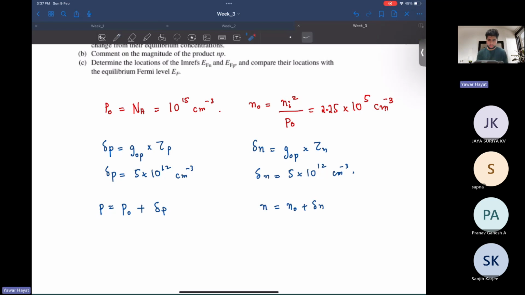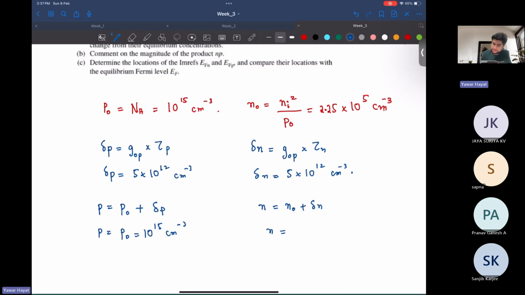Now, this is way less compared to this. So what should I write P as? I can ignore delta P, right? I can write it as P naught, which is 10 to the power 15 per centimeter cube. Similarly, for electrons, which should I ignore though? In case of electrons, my N naught is very less compared to the excess electron concentration. So I would ignore N naught and I'll be left with delta N, which is 5 into 10 to the power 12 per centimeter cube.